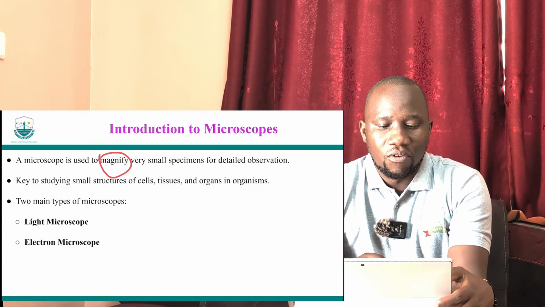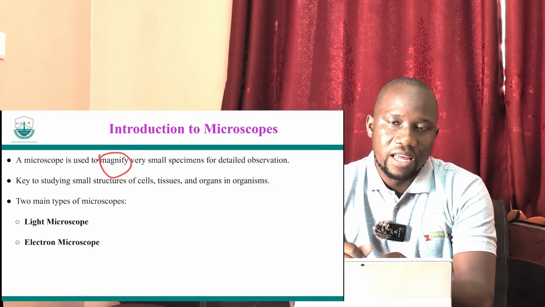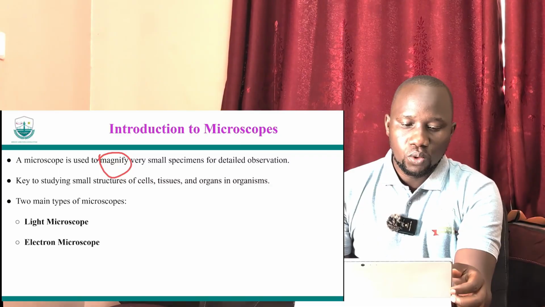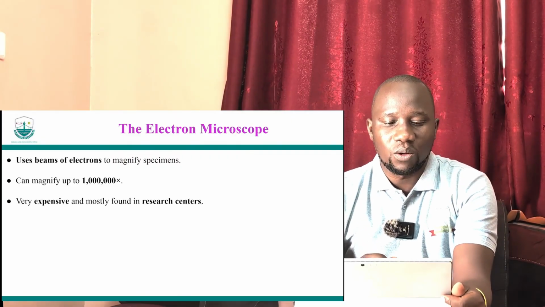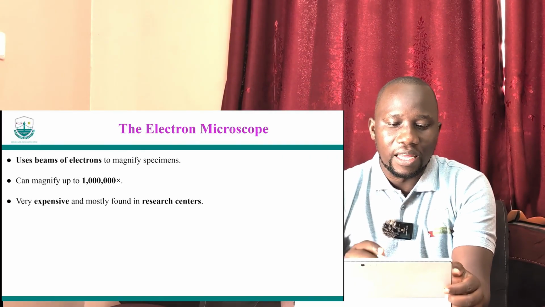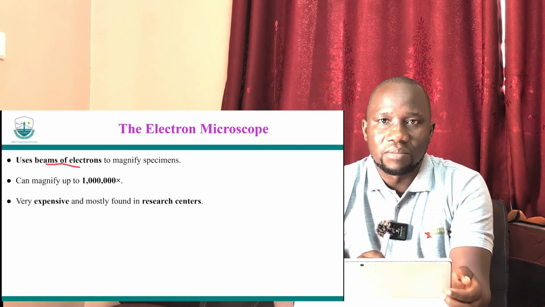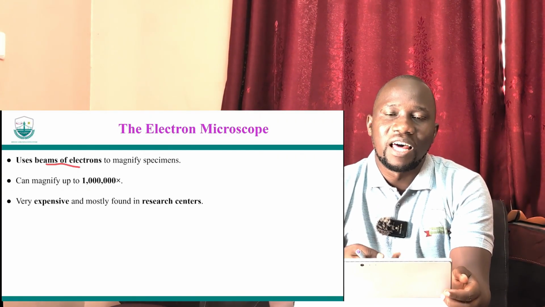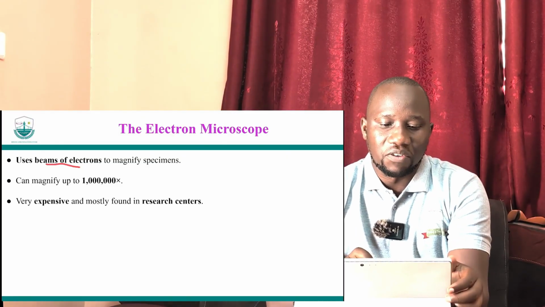And we have two types of microscopes. The first one is the light microscope. The second is the electron microscope. Now we're going to see the difference between the two. So starting with the electron microscope, just like the name suggests, it uses what we call electrons. It uses a beam of electrons to magnify specimens. So that means that electrons have to pass through the specimen, and then we get an image of the specimen. And this image is a magnified one.